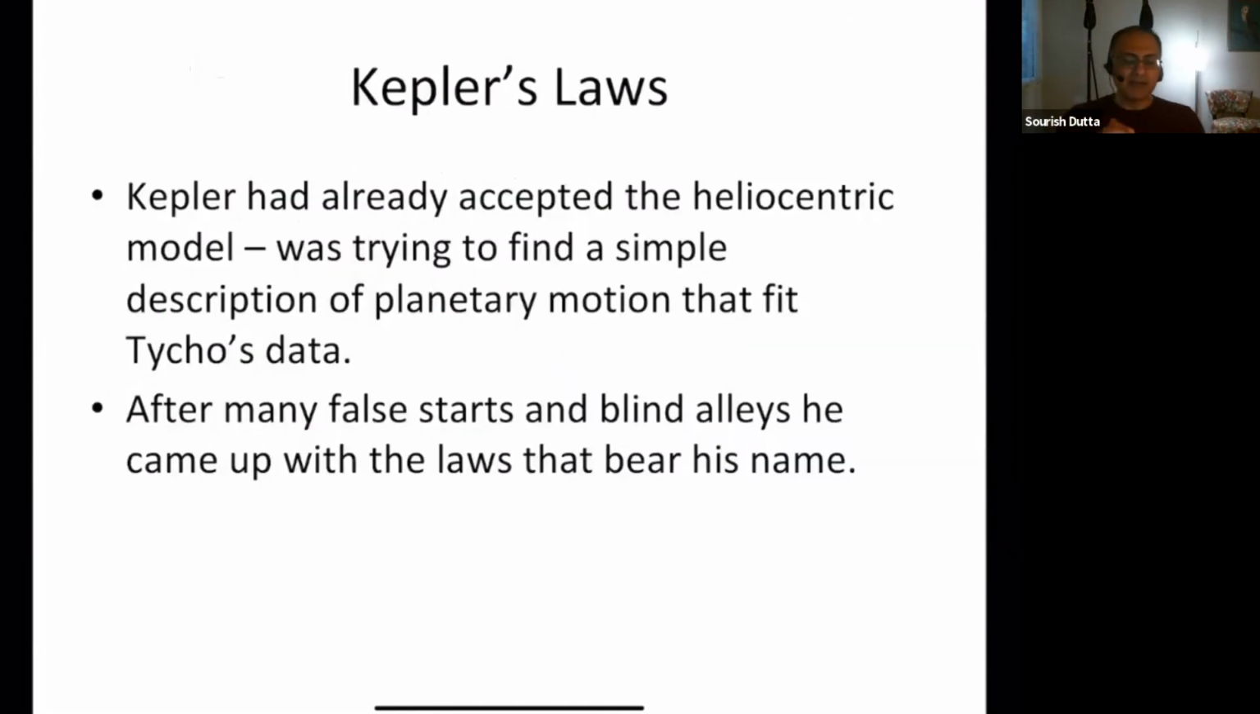Kepler had already accepted the heliocentric model, as I mentioned. What he was trying to do was find a simple description of planetary motion that would fit all the data that Tycho had collected. He had all this data of where Mars is today, tomorrow, 3 months from now, 6 months from now. There's a huge amount of data of the positions of all the planets over years and years. You can imagine it's extremely dry data, just books upon books in which you have the date and the time and the position of Mars and all the other planets written down.